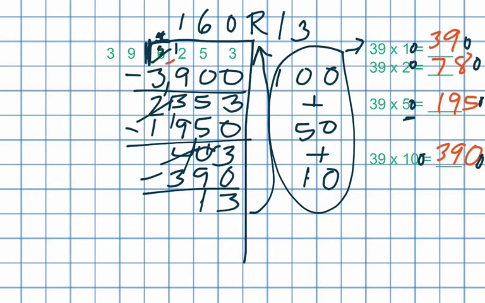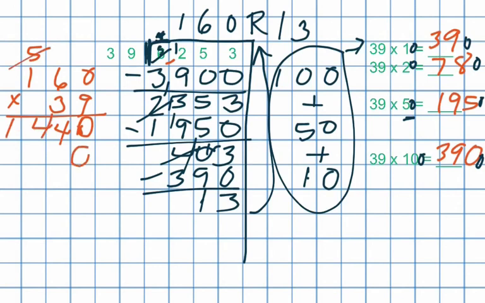Now we're going to check our math. We're going to make sure we did our division correctly. I'm going to multiply 160 times 39. 9 times 0 is 0. 9 times 6 is 54. 9 times 1 is 9, plus 5 would be 14.